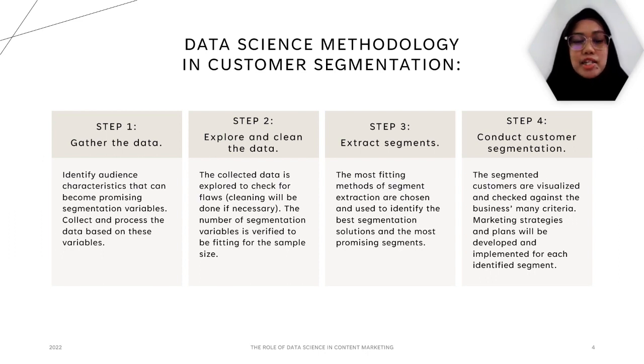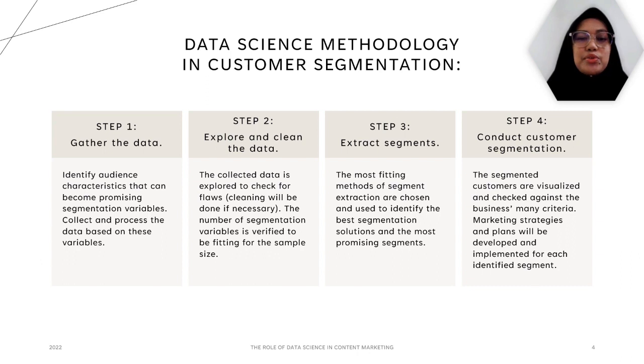Step 2. Explore and clean the data. The collected data is explored to check for inconsistencies or contaminations, and cleaned as necessary. The number of segmentation variables is then verified to fit the available sample size. When there are too many segmentation variables, the dimensionality of the problem increases, making extraction more challenging.